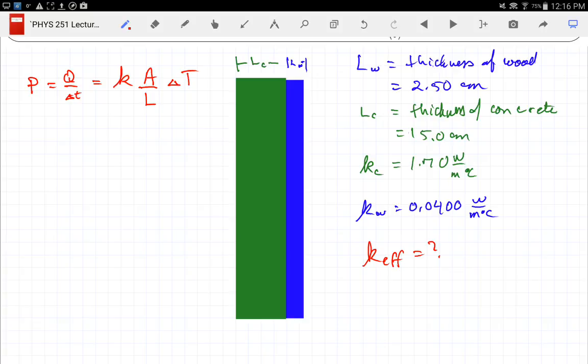It will be from inside of the house to outside. Okay, so my heat must be flowing something like this. And so I'm going to say that I have temperature inside here and temperature outside here. And I have an interface. So I'm going to call the temperature at the interface temperature mid.